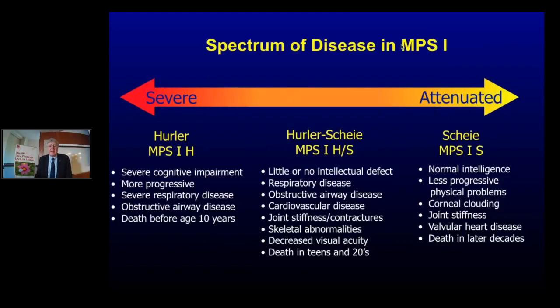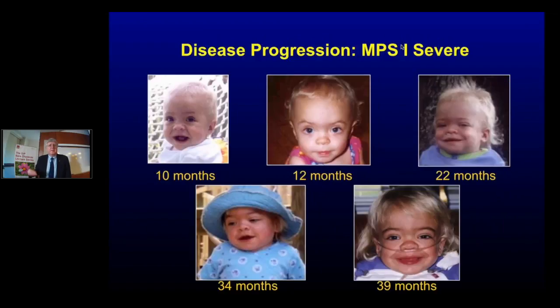So this is an example of the disease progression we know has occurred from the progressive storage of glycans. Here's a 10-month-old with Hurler syndrome, or the severe form of MPS I, and that picture really does not convey that she has a life-threatening disorder. Down here at 39 months, it's pretty obvious that she has a storage disorder.